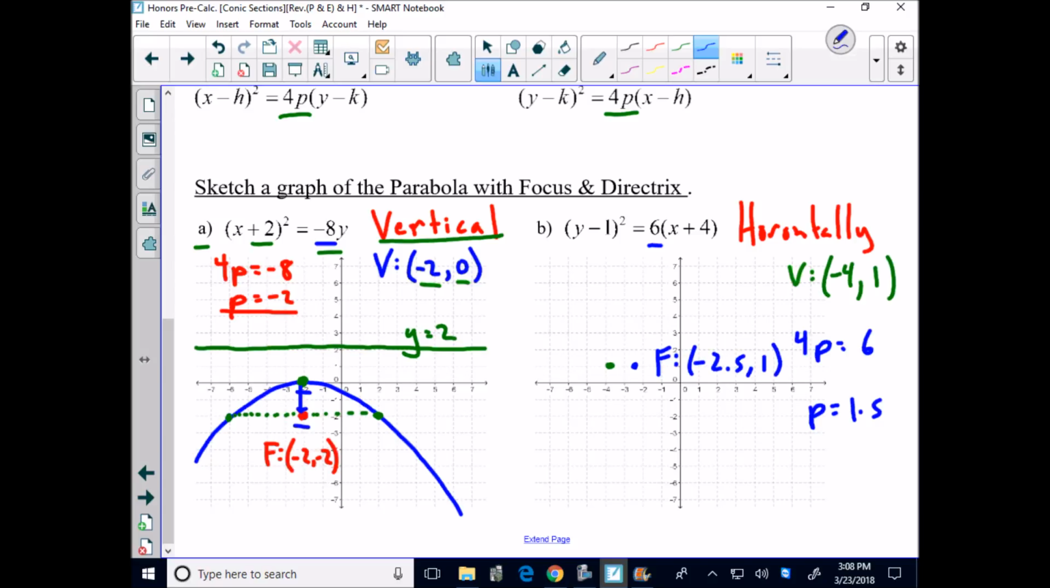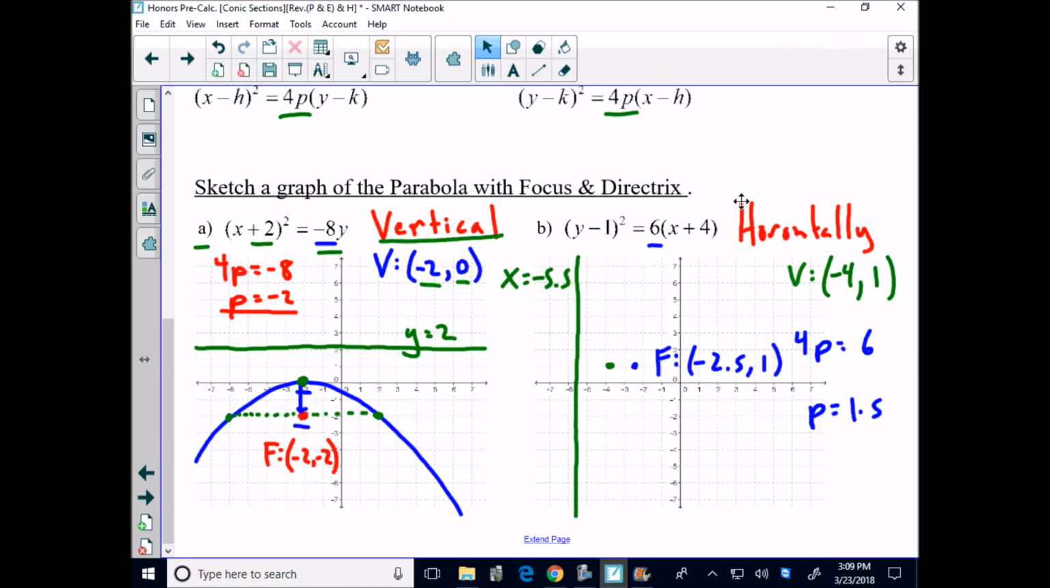That gives us the focus at -2.5, 1, right? So there's the ordered pair of the focus. Right here we can go that same 1.5 in the opposite direction to get our directrix. So if we go 1.5 in the negative direction, we will get our directrix as the line x equals -5.5.